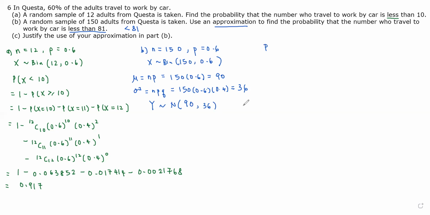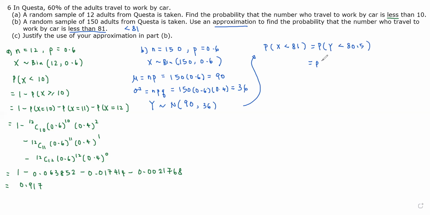We want to find the probability that X is less than 81. So we have to apply the approximation. We use a continuity correction from a binomial, which is discrete, to a continuous normal distribution. We must apply the continuity correction factor. So probability X less than 81 is the same as probability Y less than 81 minus 0.5. So that will be 80.5.